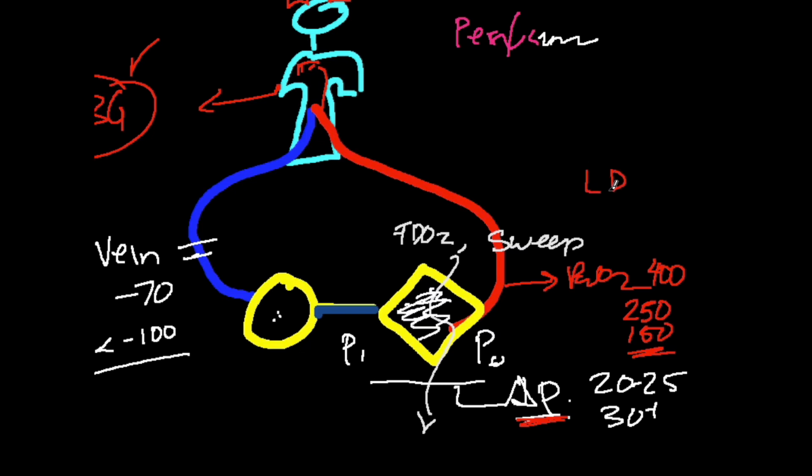LDH levels measured daily can also give you a sense about whether there's some kind of hemolysis or damage that's occurring. And as your delta P's go up and your resistance goes up, so might your hemolysis.